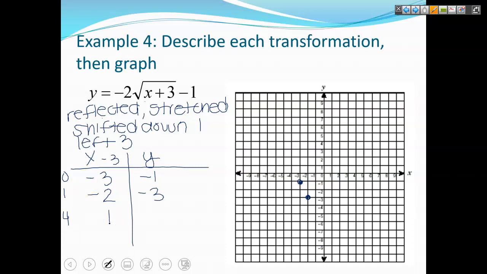Again, my next x value of key point would be at 1. 4 minus 3 is 1. And again, plugging in that 1, 1 plus 3 is 4. Square root of 4 is 2. Negative 2 minus 1, negative 5. You could also get that by multiplying 0, 1, 2, 3 by negative 2 and subtracting your 1.